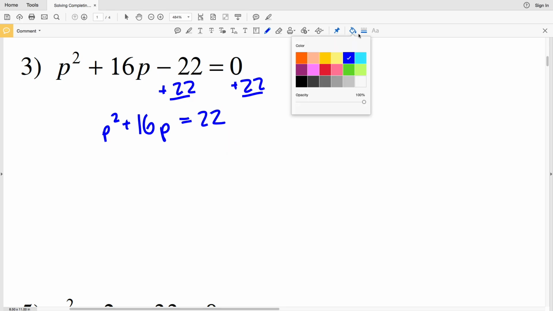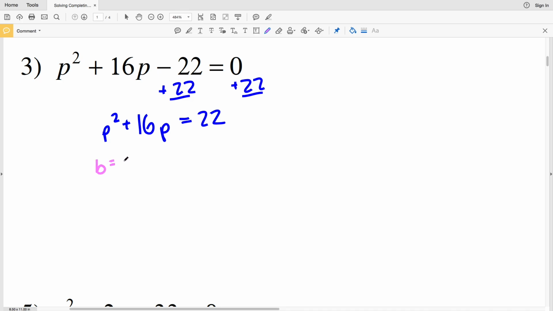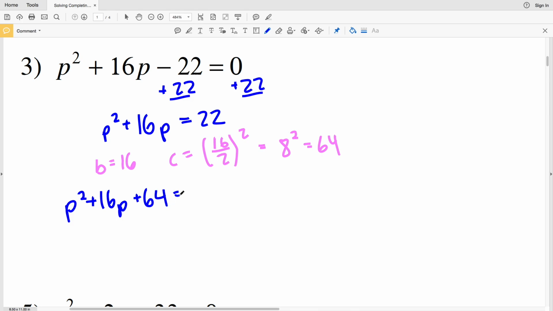Now we need to complete that square on my left-hand side. My b value is a positive 16. So c is going to equal (16 over 2) squared, (b over 2) squared. 16 divided by 2 is 8, and 8 squared is equal to 64. So I'll add 64 to both sides. So I'll have p squared plus 16p plus 64 equals 22 plus 64.